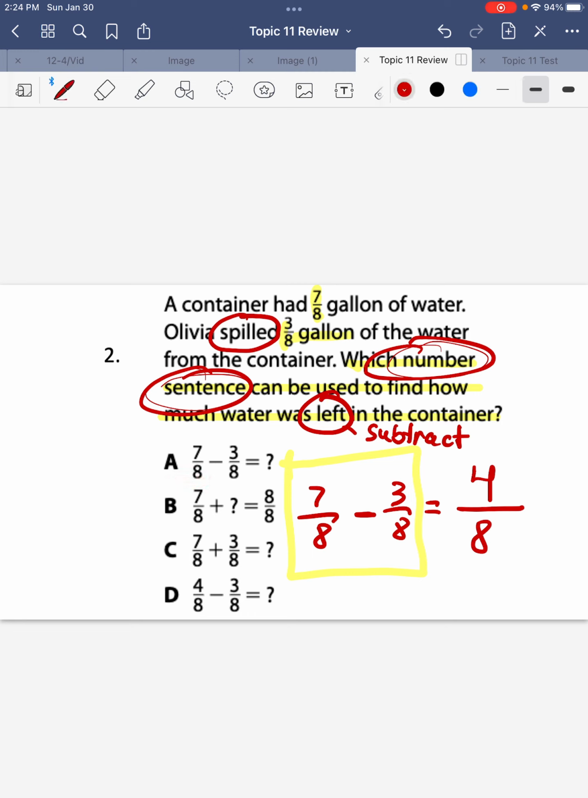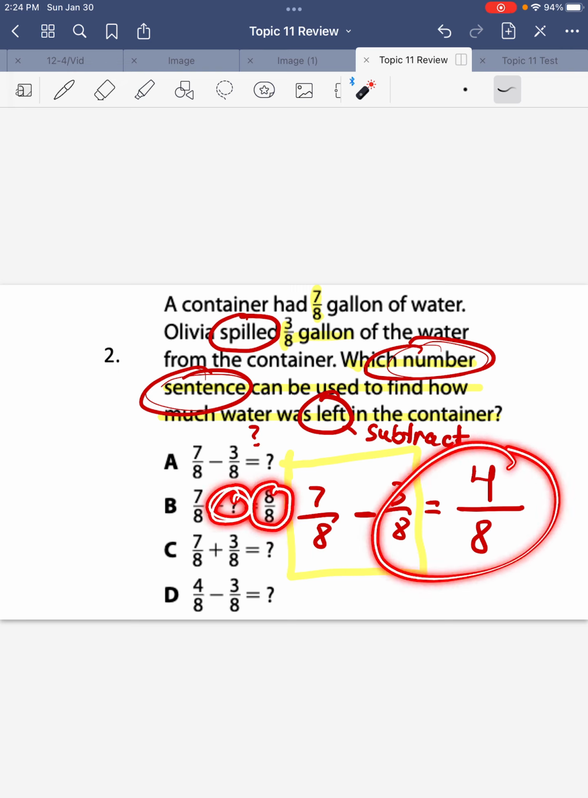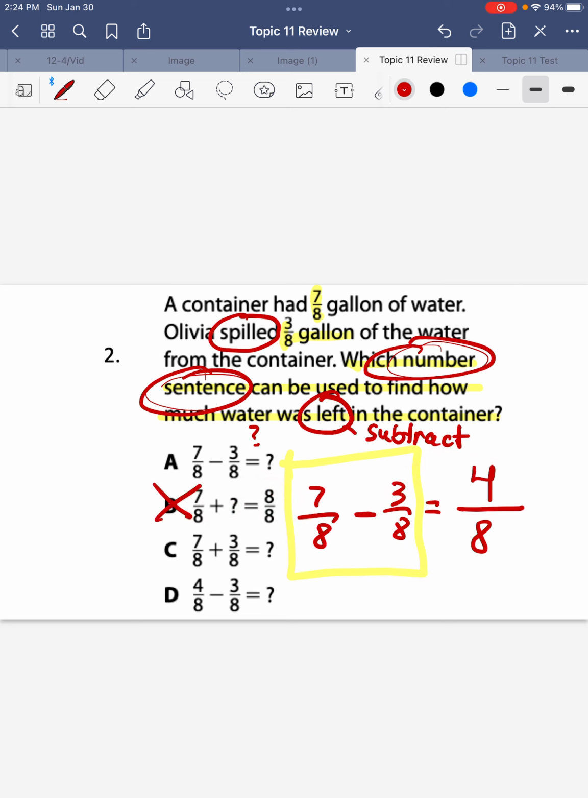A looks pretty close to it, so question mark. For B, there's no number here, and they said it equals 8/8. I don't even have that here, so it can't be B. For C, they're adding, but I am subtracting, so it cannot be C. And D has 4/8 minus 3/8. Well, I said 4/8 was my answer. Why is it here? It should not be here. So D is not it. The only answer would be A.